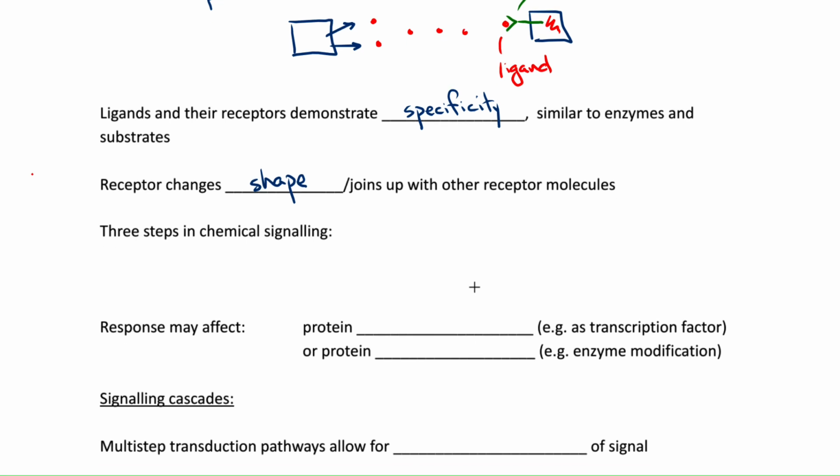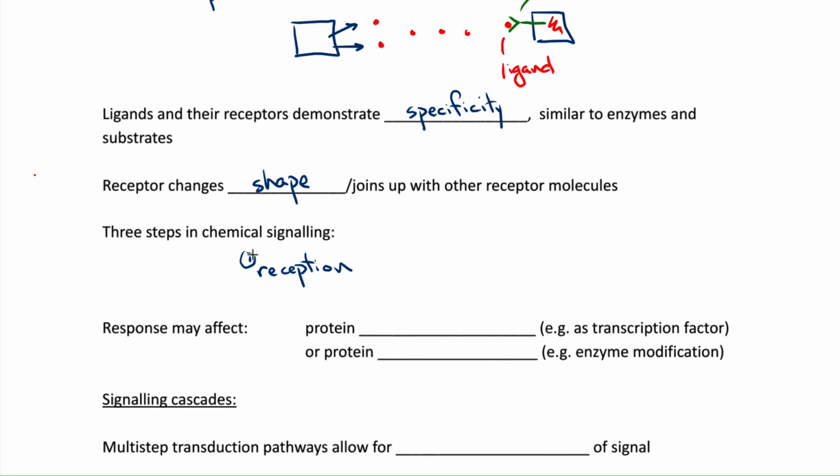There are three steps in chemical signaling. There is the initial signal reception. So that is when the ligand binds the receptor. There is transduction. Transduction really means processing, where the signal is taken from one form to another, maybe from one chemical to another, one molecule to another, and then there is the ultimate response.